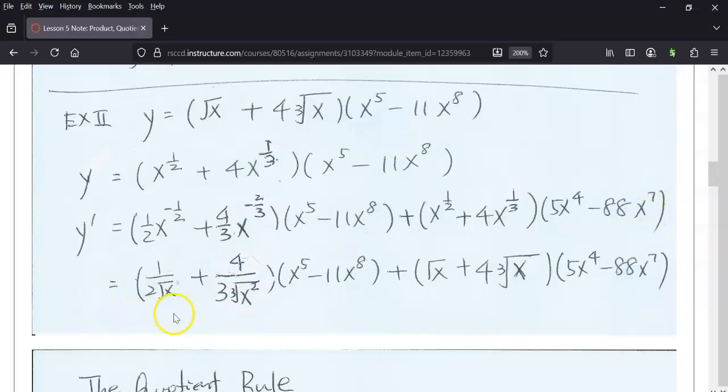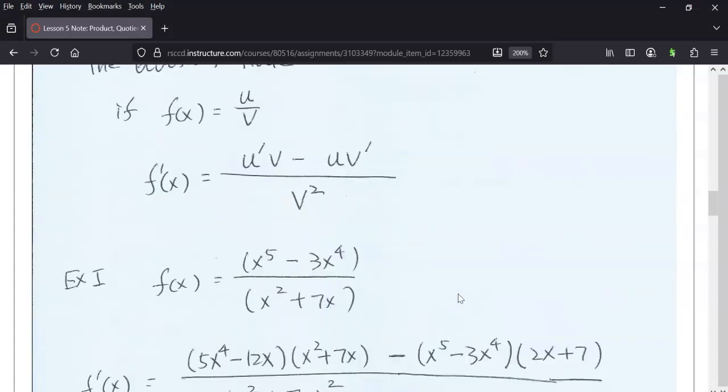Then all that's left really is using algebra to make it look a little nicer, because we generally don't like to leave our exponents negative, or even radicals. So we just change them back to radical notation.